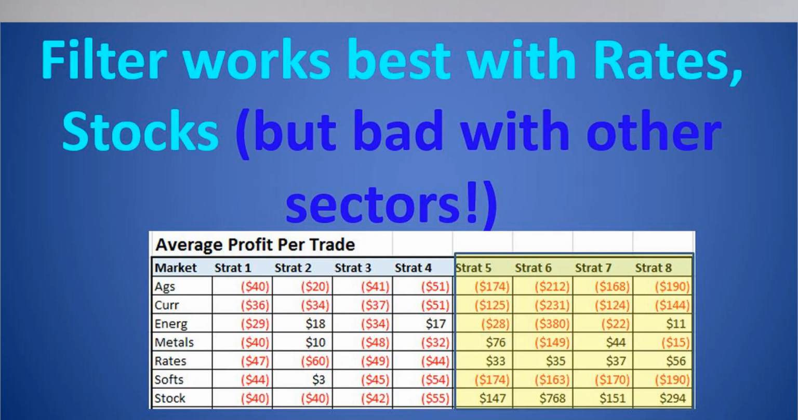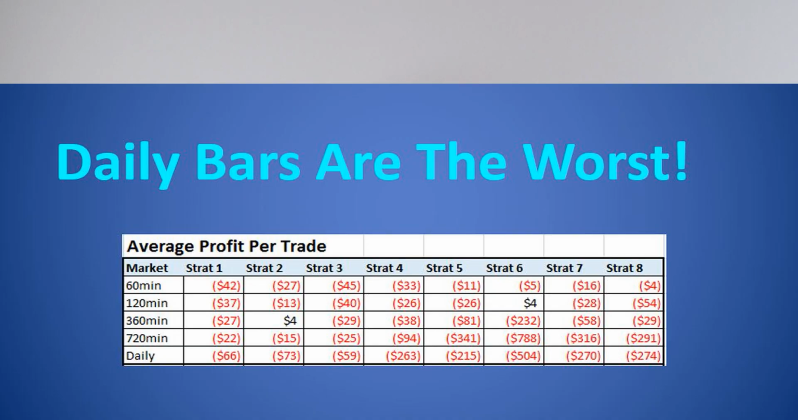So you can see the best one and the worst one is related to the breakout type strategy. Well, that's kind of interesting. Well, what happens when you look at different market sectors? Here's those results. And what if you look at different bar sizes? Here's how those results show up.